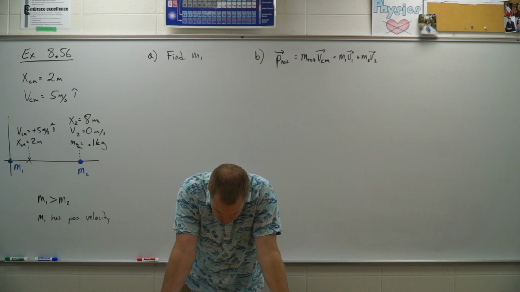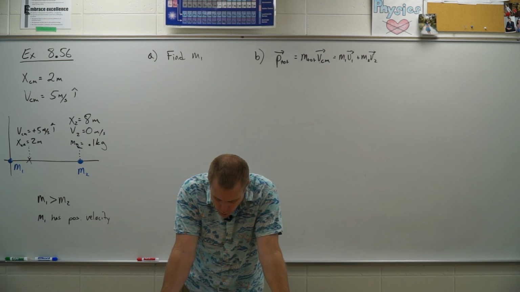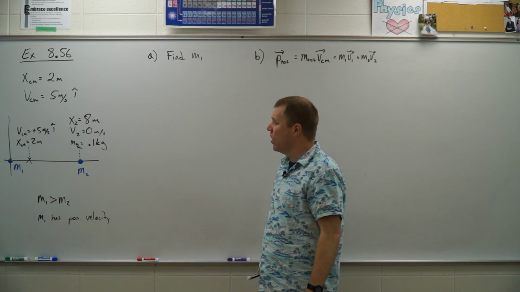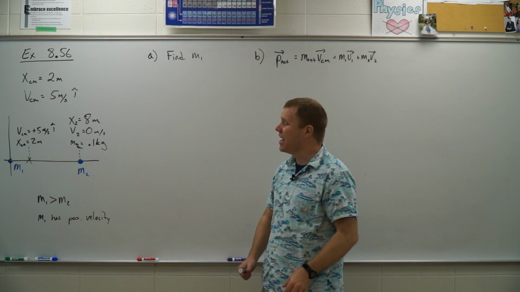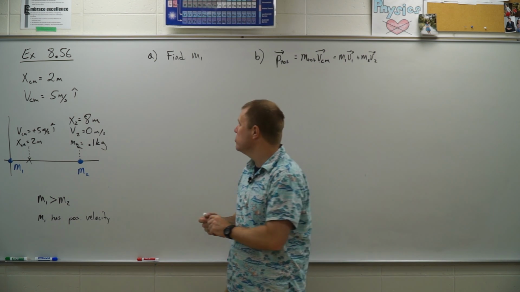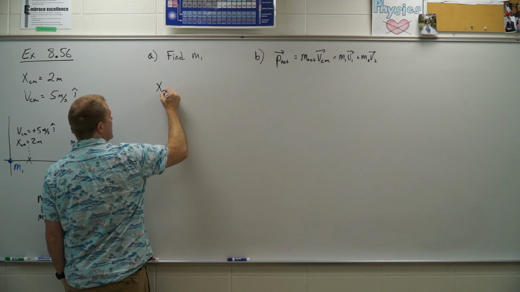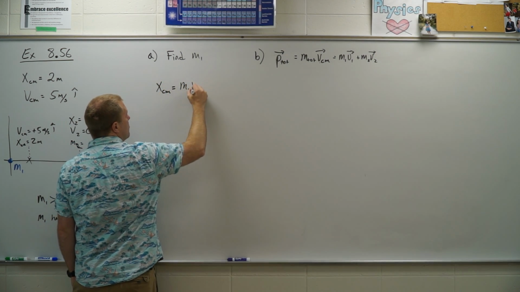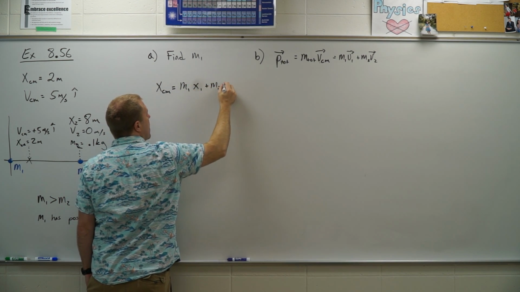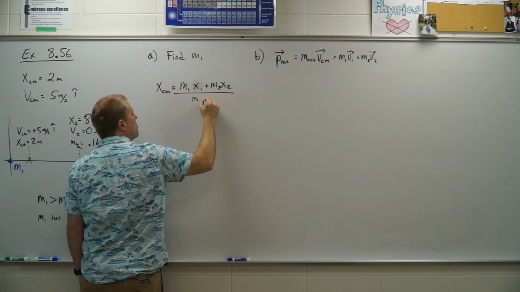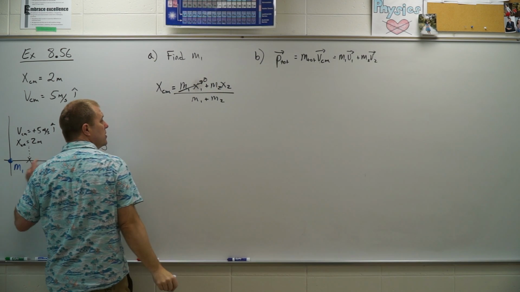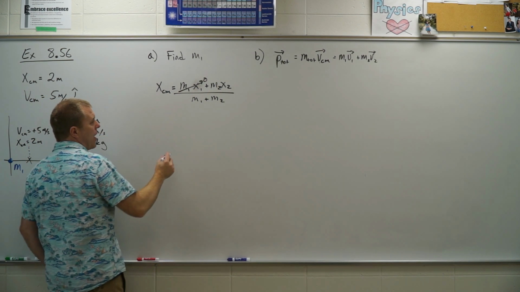Okay, so now that we have that set up, part A wants to know what is the mass of the particle at the origin. So I'm going to try and find M1. Now, given the information I'm given, I know the center of mass and I know the location of both masses. So I'm going to use my center of mass equation. So XCM is going to be M1 x1 plus M2 x2, all divided by M1 plus M2. Now x1, you'll note, is located at the origin, so that is 0. And so I'm just going to have to solve for M1.